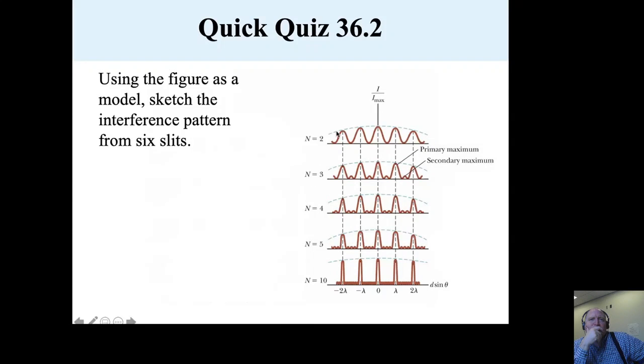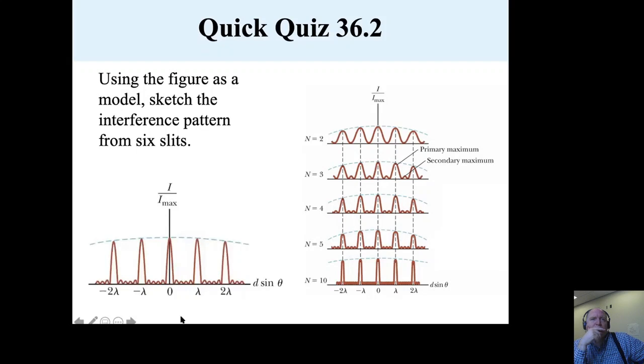Well, they jump from 5 to 10, so it's going to look a little bit like 5, a little bit greater. There's going to be more of these bumps here. So we've seen 1 bump, 2 bumps, 3 bumps. So there's going to be 4 bumps for the n equal 6, and sure enough, you can see 1, 2, 3, 4. Cool. This is what the 6 slits look like.